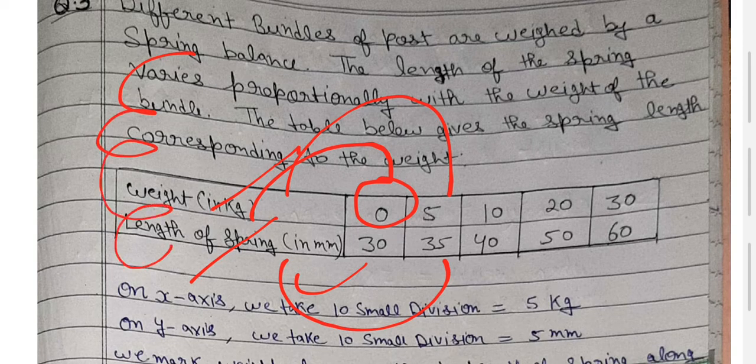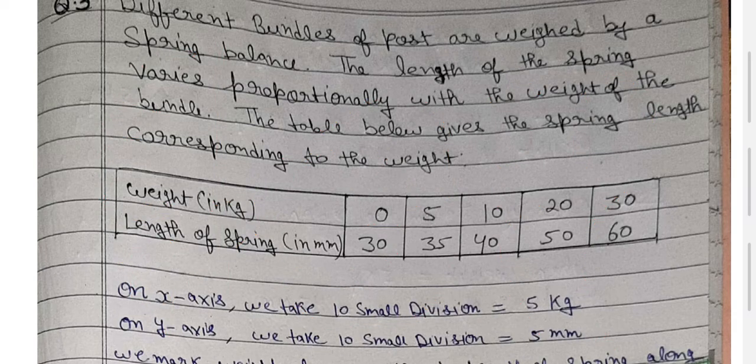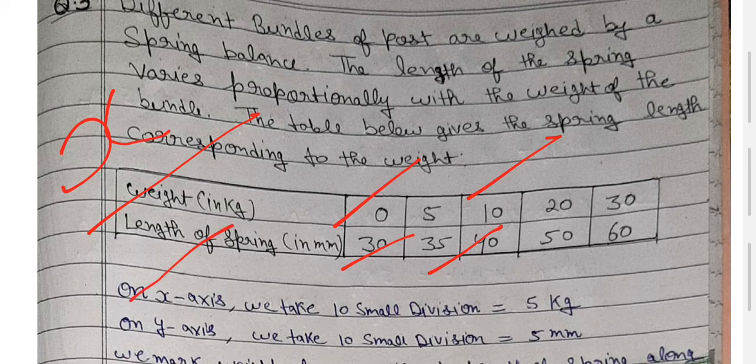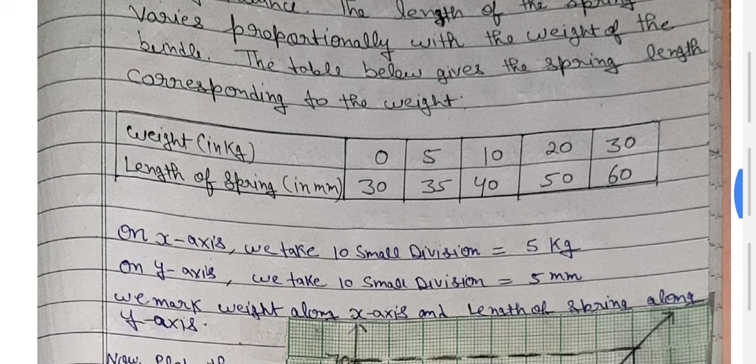You see, this is a spring. So the normal length is 30. When you put some weight, its length will increase, like that one. So weight is given and length is given. We have to take weight on the x-axis and length on the y-axis. So first we draw the graph and then we answer some questions.